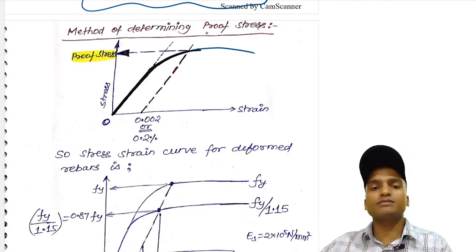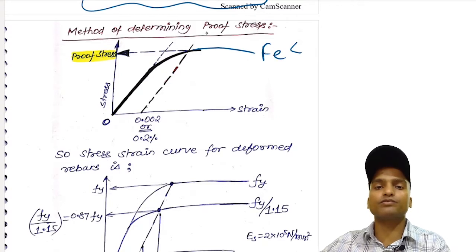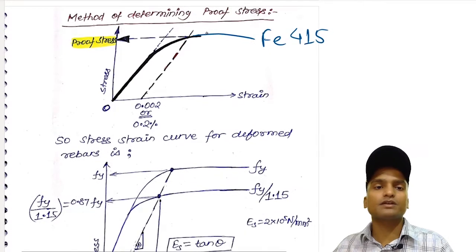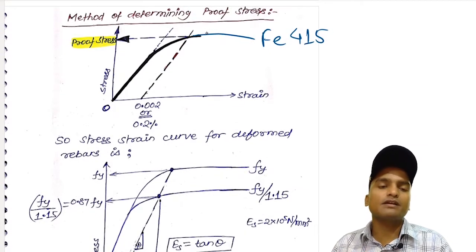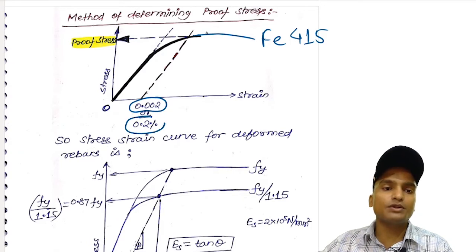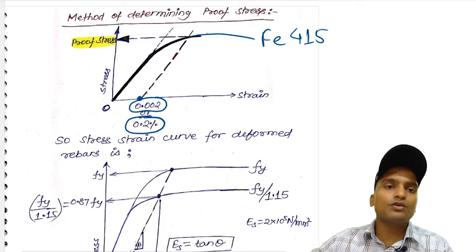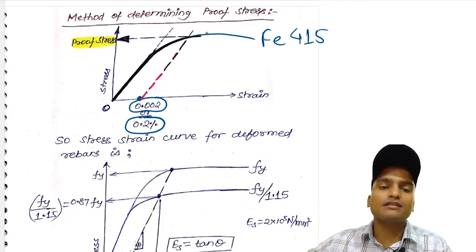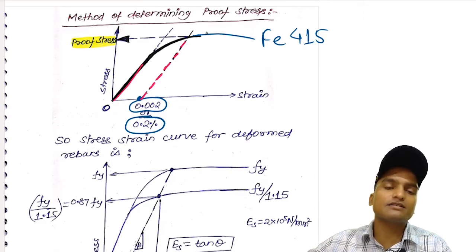So you can see the stress strain diagram of Fe415, and we don't see any definite yield point here. So what we do, we will calculate the proof stress. First of all, we will take the strain value 0.002, which may be called as 0.2%. And from this point, we are going to draw a straight line, and this line is parallel to which line? This line, the initial elastic curve.